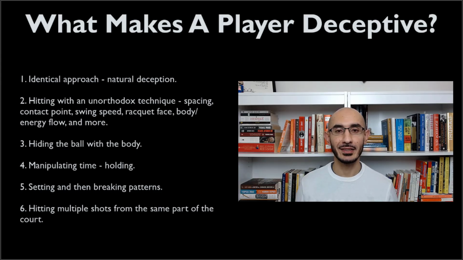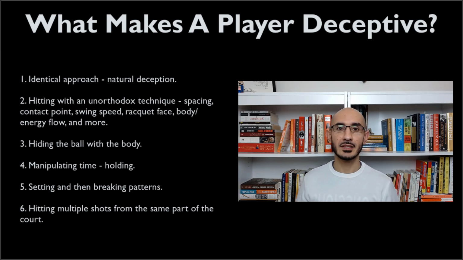There are several things that make a player deceptive. You can see them on your list right now. The first and often the most simple one is this idea of a natural deception. And a while back I created a video showing this with Cameron Pilley. So I'll link to that over here if you haven't seen it. But natural deception is essentially the idea that you can approach each shot with the same setup. So your opponent never knows what shot is coming, but you have the ability to execute multiple shots with the same setup. Number two, you can actually manipulate your technique.